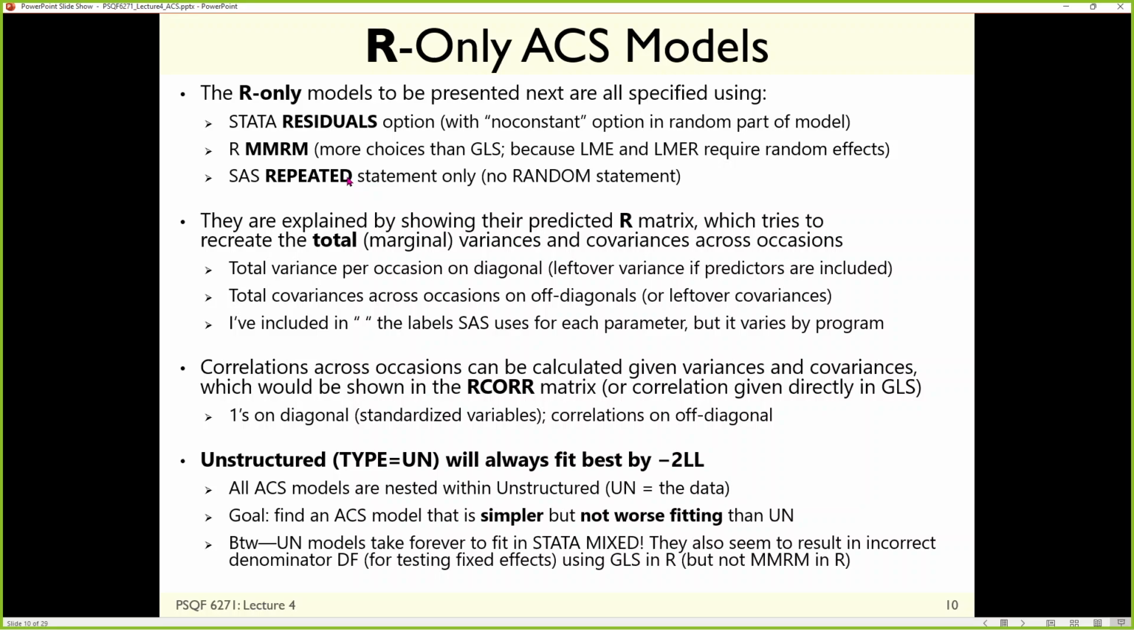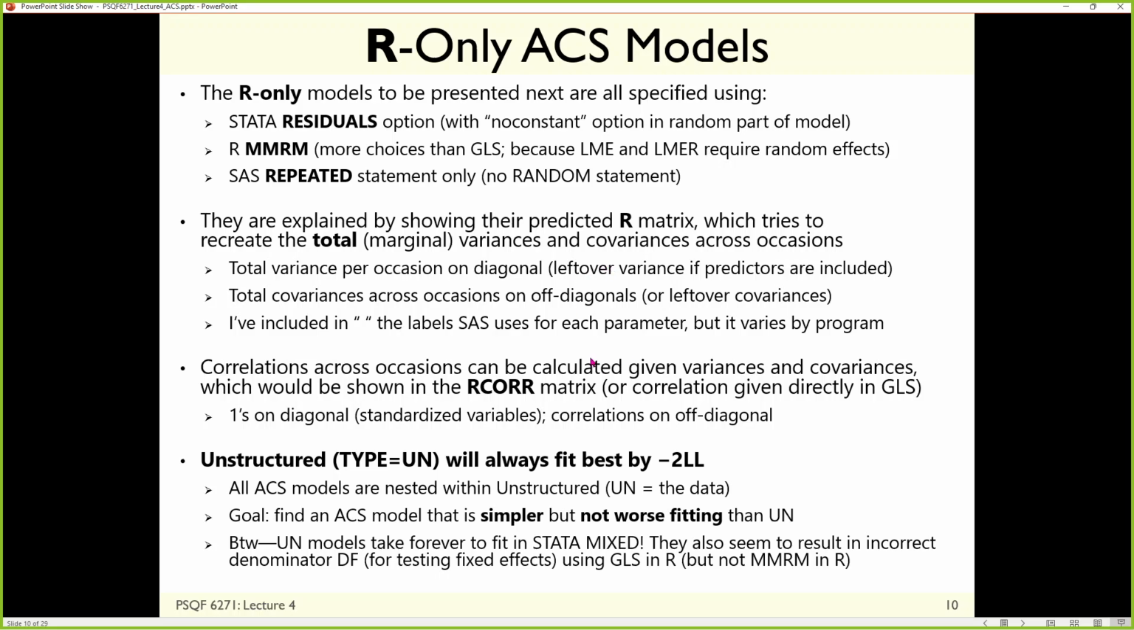And in SAS, we're talking about the REPEATED statement. So they are explained by showing the overall predicted R matrix, which is trying to recreate the total variance and covariance that is left over across occasions. So on the diagonal will be the total leftover variance. On the off diagonals will be leftover covariances. And in the descriptions that follow, I'm using the labels that SAS uses, but on our example, I have it annotated for each program in terms of what it would look like.